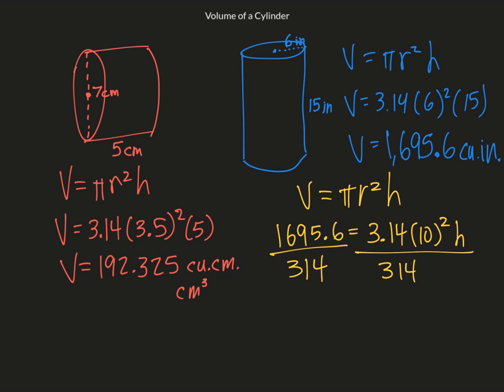Not surprisingly, we get 5.4 inches equals the height. But notice that we can work backward, having the volume, finding either radius or height. We do have to know one of those in order to find the other.